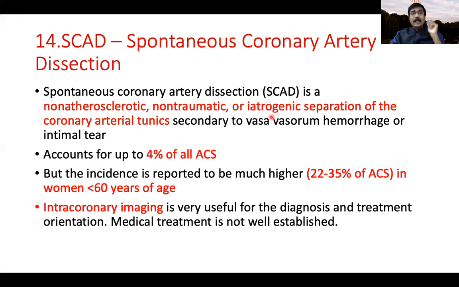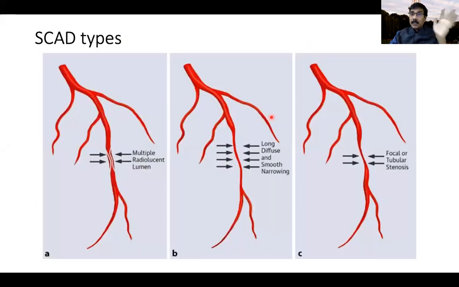Now, what is SCAD? Basically, it's a non-atherosclerotic, non-traumatic, or non-iatrogenic separation of the coronary arterial tunics. It is seen in about 4% of acute coronary syndromes. In women who are less than 60 years, it is pretty high. About 22 to 30% of these patients have a SCAD, or a spontaneous coronary artery dissection. Intracoronary imaging is a very useful tool.